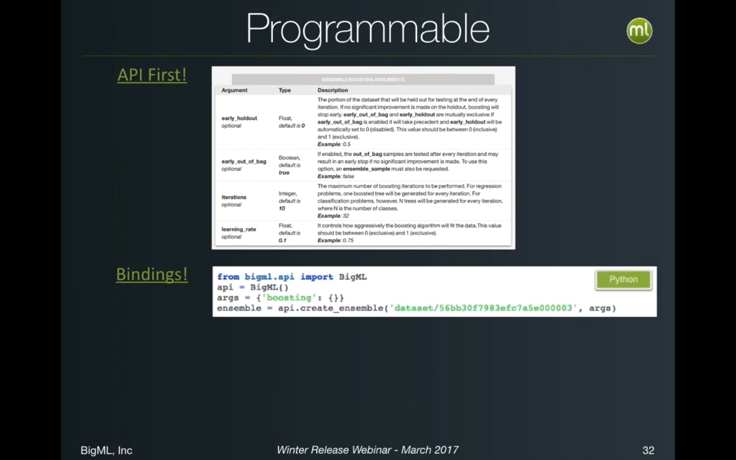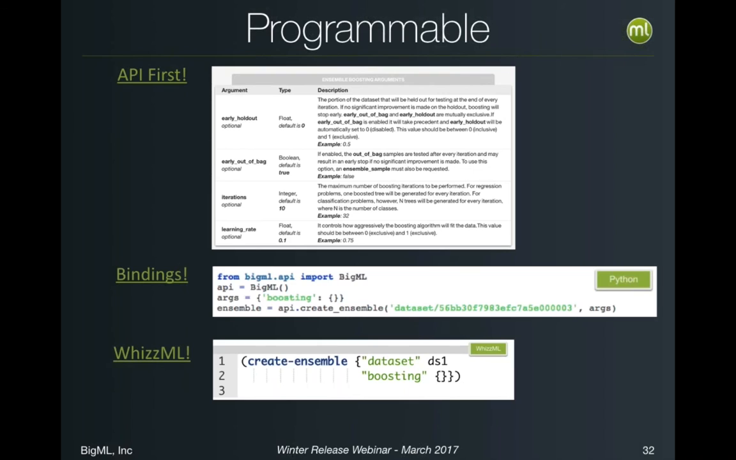So you can create these boosted ensembles in, for example, I'm showing here in Python. It's very easy. You can just pass the parameters for boosting that will enable it. And you can specify the number of iterations and the early stopping criteria and all the rest of that. And of course, you can do this in WhizzML as well. When you create an ensemble, you can pass it the same parameters, what you want to use for boosting, and it will make your boosted trees.